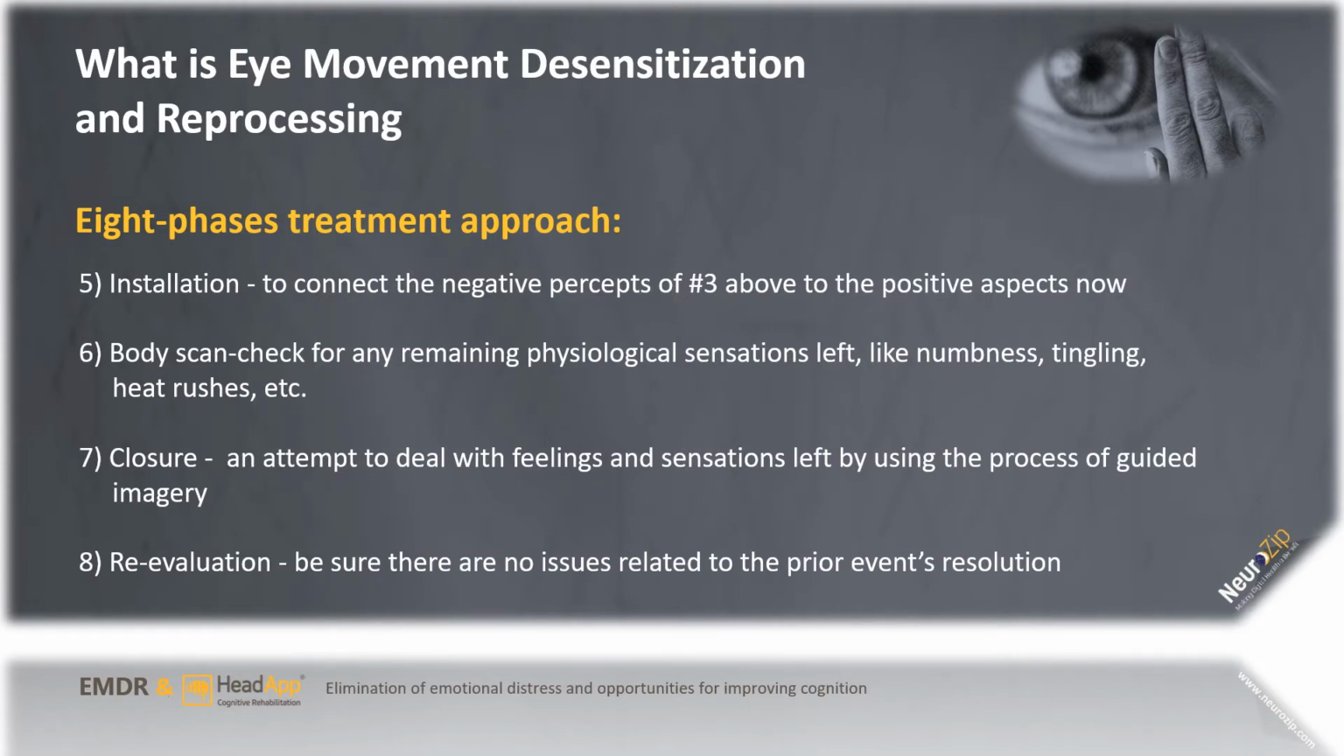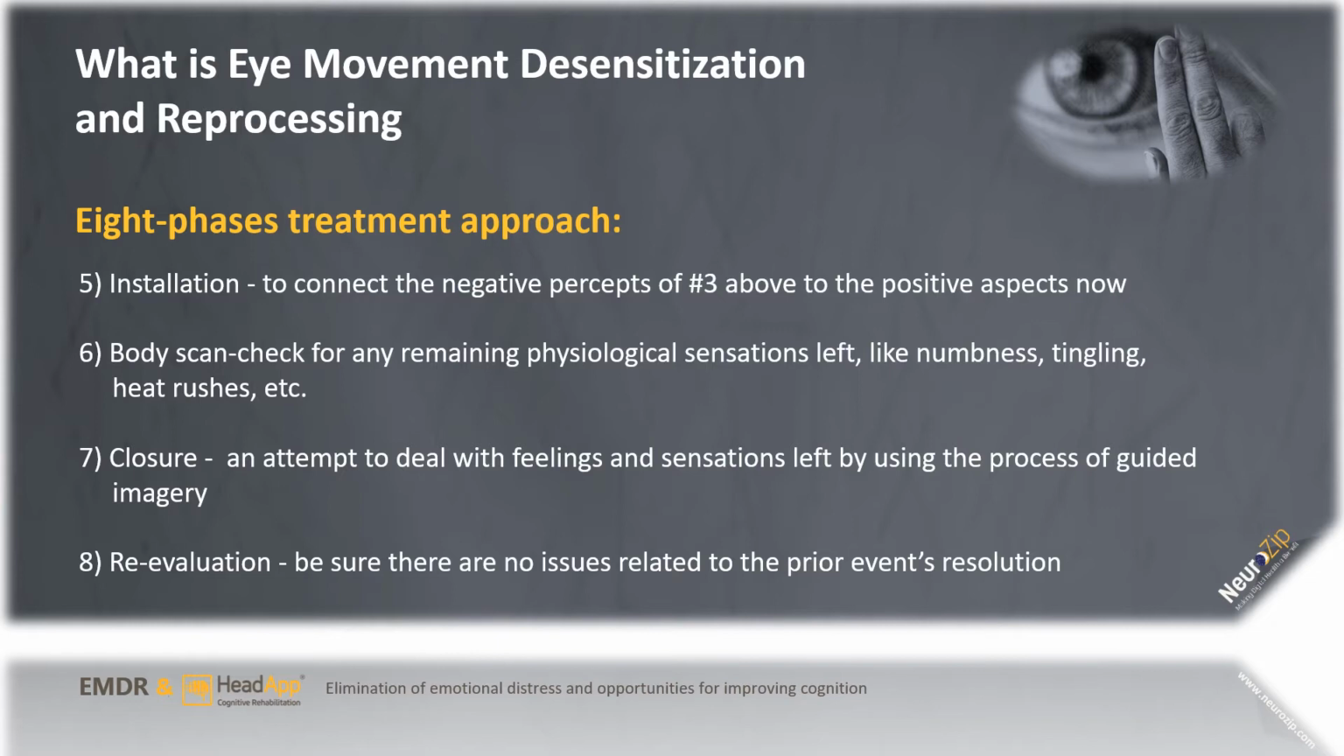Phase 5 has to do with installation, and that is now that the treatment approach has dealt with the negative aspects and talked about positive aspects of that traumatic event, there is a connection from one to the other. That is all installation really is. 6 is a body scan. That is, you and the patient checking for any physiological sensations that are left. For example, if you felt anxiety in your brain or you felt an increase in heart rate, we check now to see whether or not they are still there.